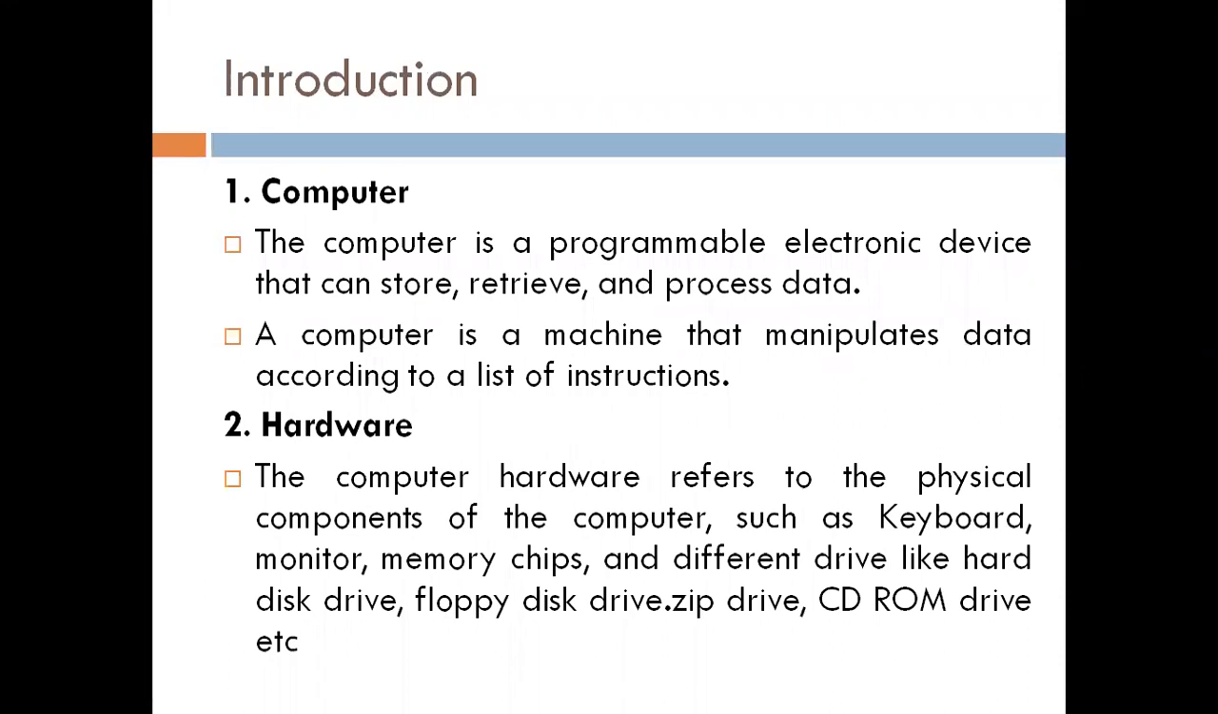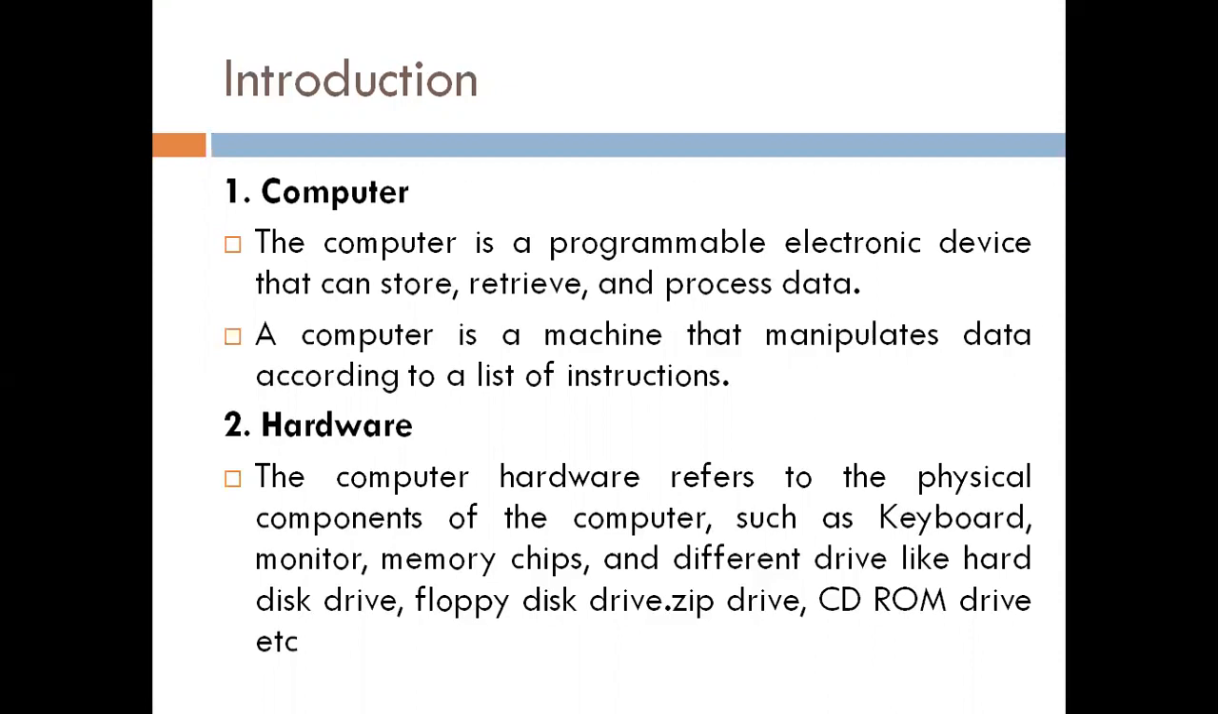Okay, here we first start with the introduction. First is what is a computer? The computer is a programmable electronic device which can store, retrieve and process data. So a computer can store, retrieve and process the data. Another definition is that a computer is a machine which manipulates data according to a list of instructions.